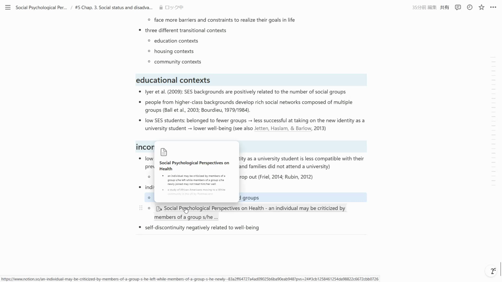So this is consistent with what I have mentioned before. An individual may be criticized by members of a group she or he left, while members of a group she or he newly joined may not treat him or her well. And then I gave an example of a study of African Americans, but similar things could happen when people from lower social backgrounds come to a high status university.